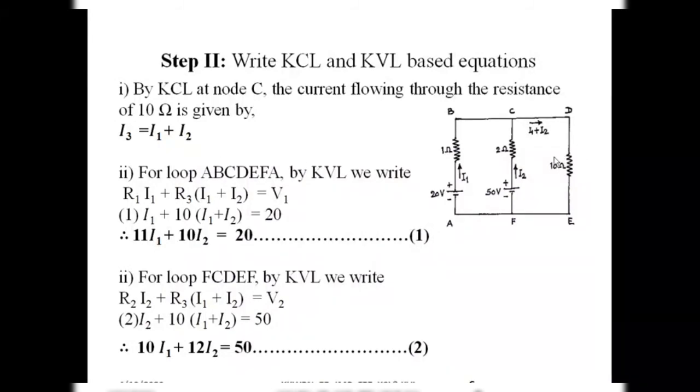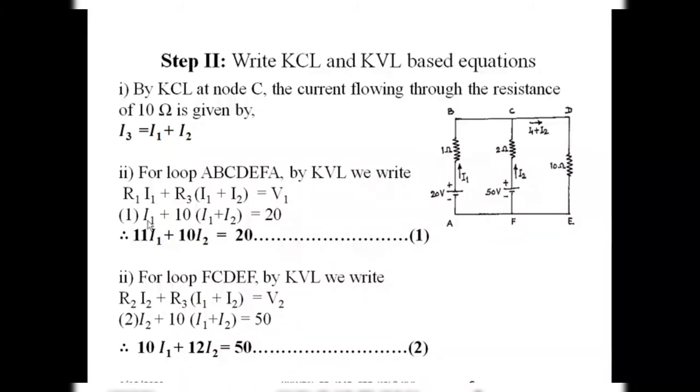So this drop will be R3 into I3. We have put the value of I3 here, that is I1 plus I2. Again this drop will be positive because D will be at higher potential with respect to the node E. That means R1 I1 plus R3 into bracket I1 plus I2 must be equal to the sum of the EMFs. There is only one EMF in this loop, and that is V1. So this sum of the voltage drops will be equal to V1.